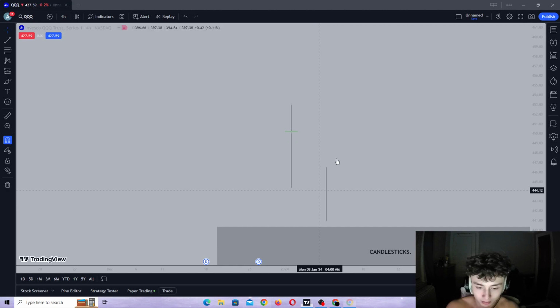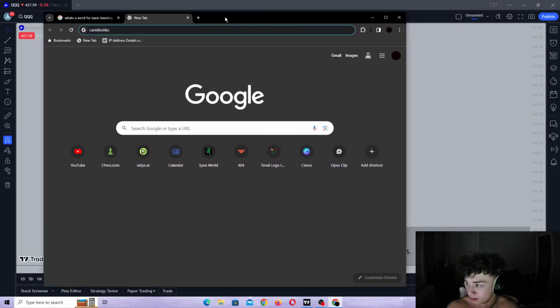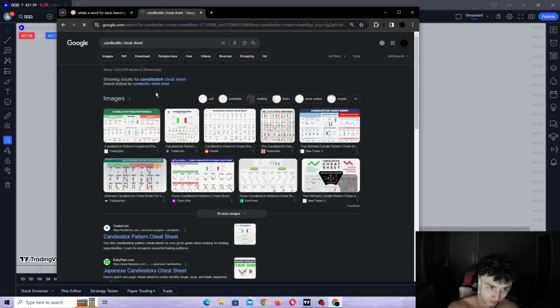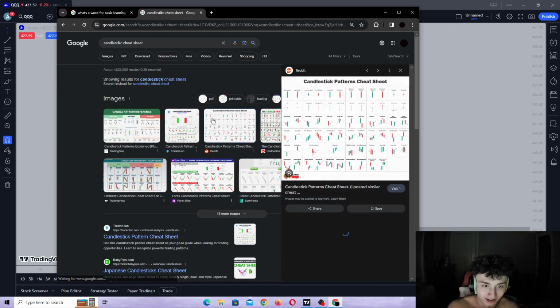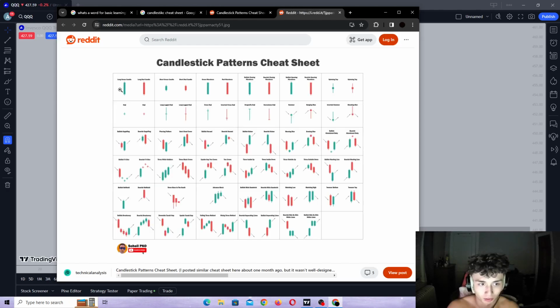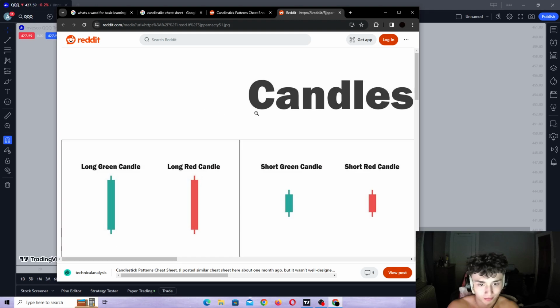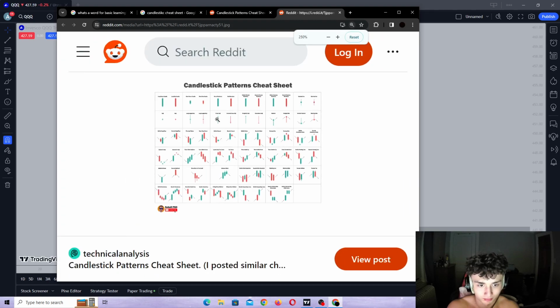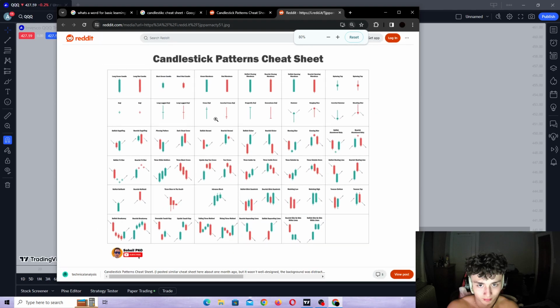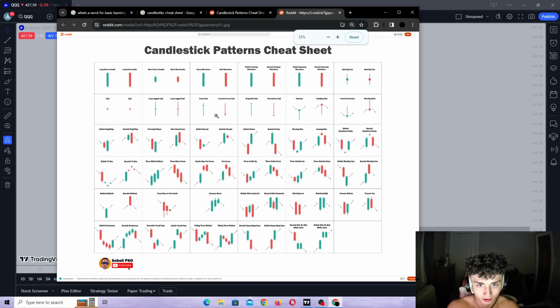Let me see. Let me look up a candlestick cheat sheet. Hold on. Can you see this? Candlestick cheat sheet. All right. Right here, boom. Let me zoom in. Alright, whatever. It's just zooming out.